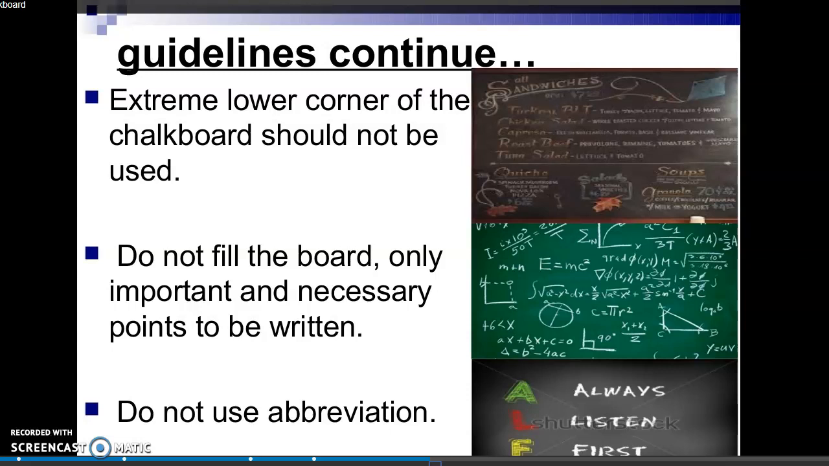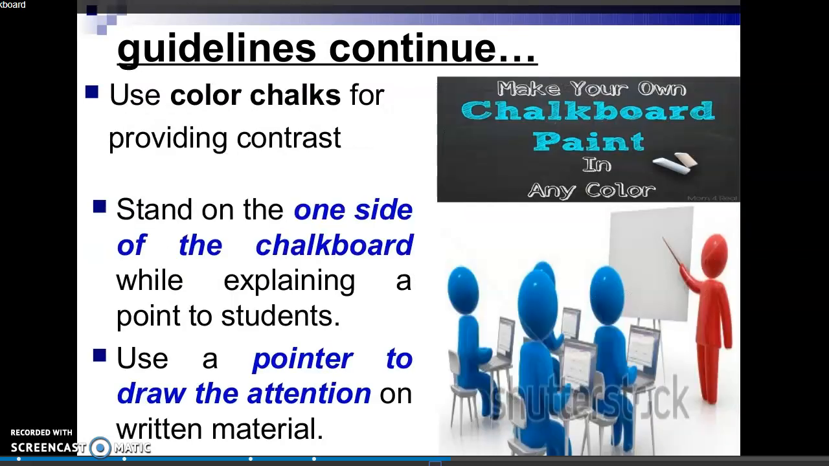The extreme lower corner of the chalkboard should not be used because it can be invisible or difficult to see for the pupils. Do not fill the board, only important and necessary points to be written. Do not use abbreviations while you are writing on the blackboard.